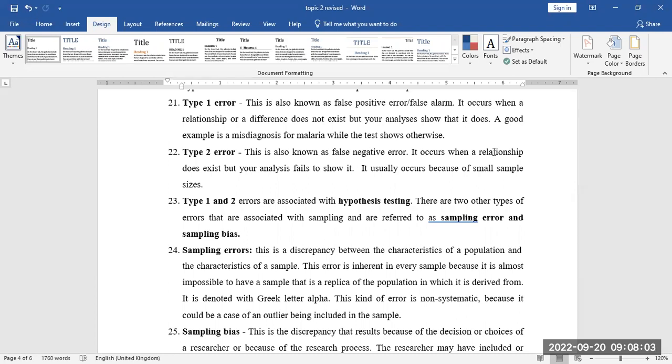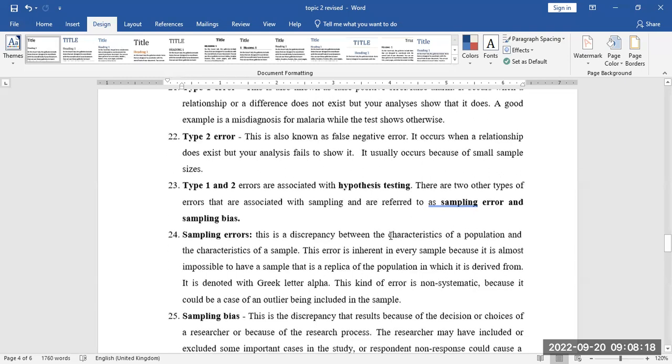Then we have type 1 and type 2. When you combine type 1 and type 2, these are errors associated with hypothesis testing. So there are 2 other types of errors that are associated with sampling, and they are referred to as sampling error and sampling bias. So what is a sampling error?